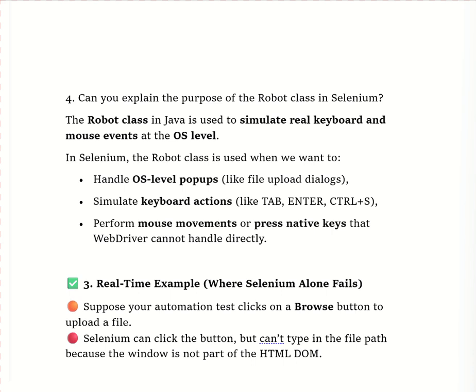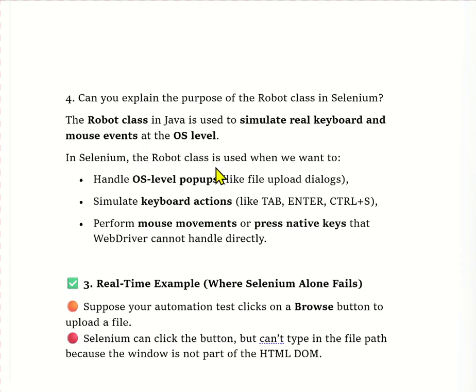Robot class in Java is used to generate native system input events like mouse movement, click and hold, and keyboard actions like key press and key release. So it helps in automation scenarios outside the browser DOM control, which Selenium WebDriver cannot handle. Means when Selenium WebDriver can't perform actions on the DOM, that time we use the Robot class. The Robot class in Java is used to simulate real keyboard and mouse events at the OS level.